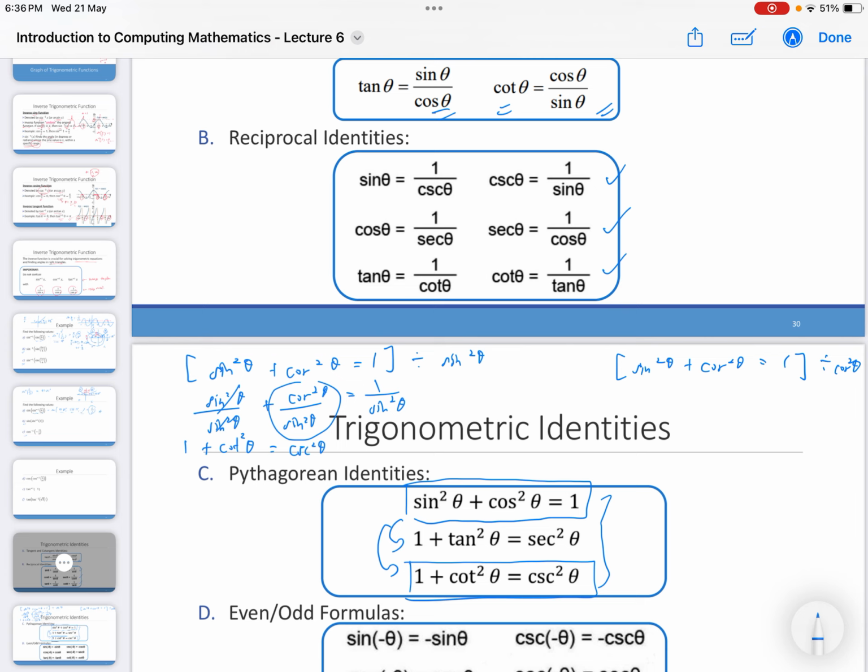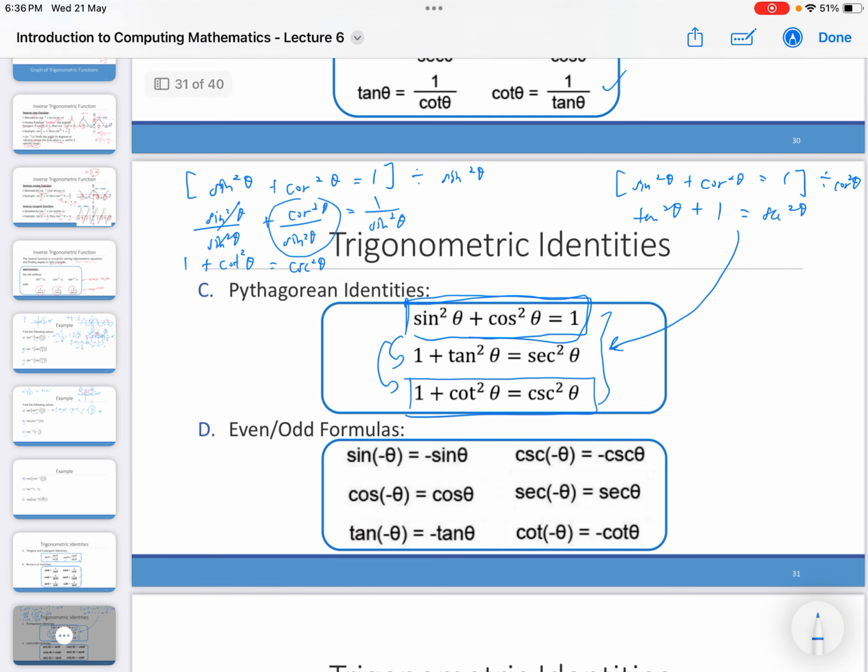So sin squared theta divided by cos squared theta gives tangent squared theta, plus cos squared theta divided by cos squared theta gives 1, equals 1 over cos squared theta, which is secant squared theta. So we get the second one. The trick is to memorize only this one, which is simple: sin squared theta plus cos squared theta equals 1.